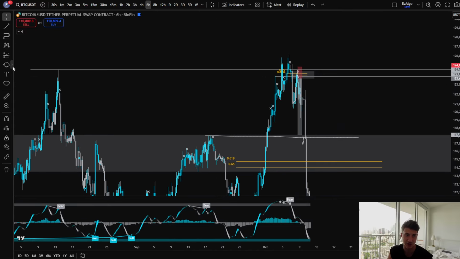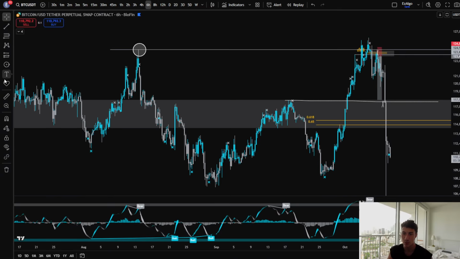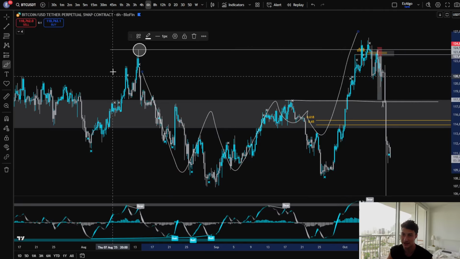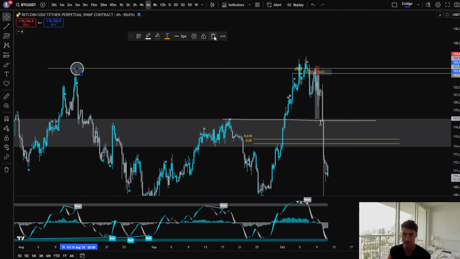So step number one, right? We need to see that external liquidity sweep, which we have right here. This is the previous all-time high. You can see after we put this high in, we kind of consolidated for a bit, right? We kind of chopped around for a bit, and then we attempted to break out, okay? This is where retail traders get trapped.